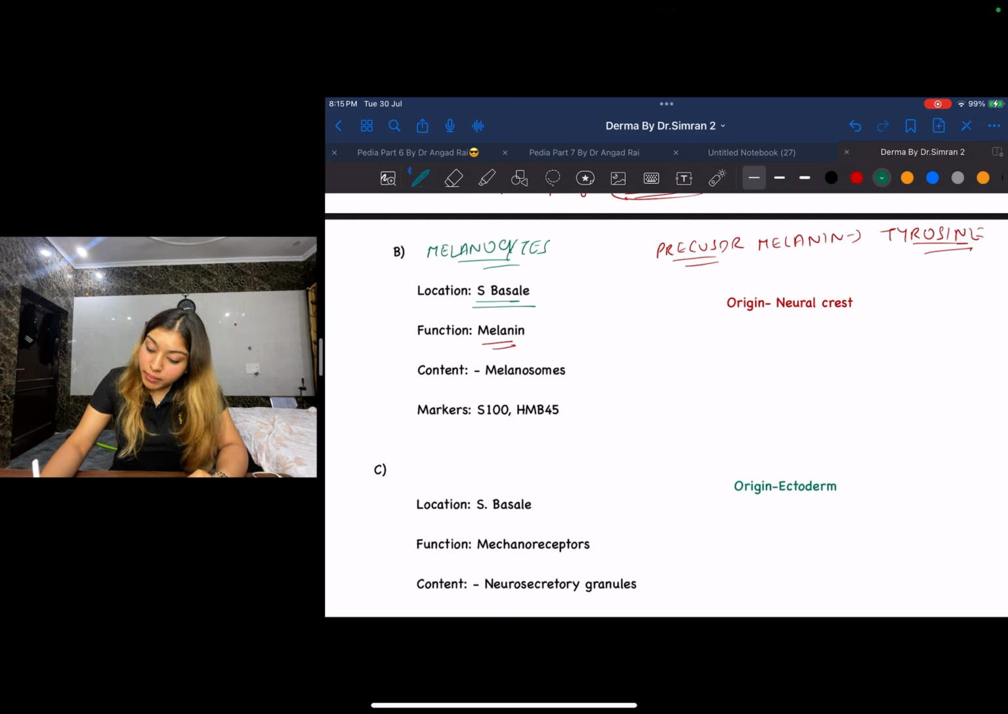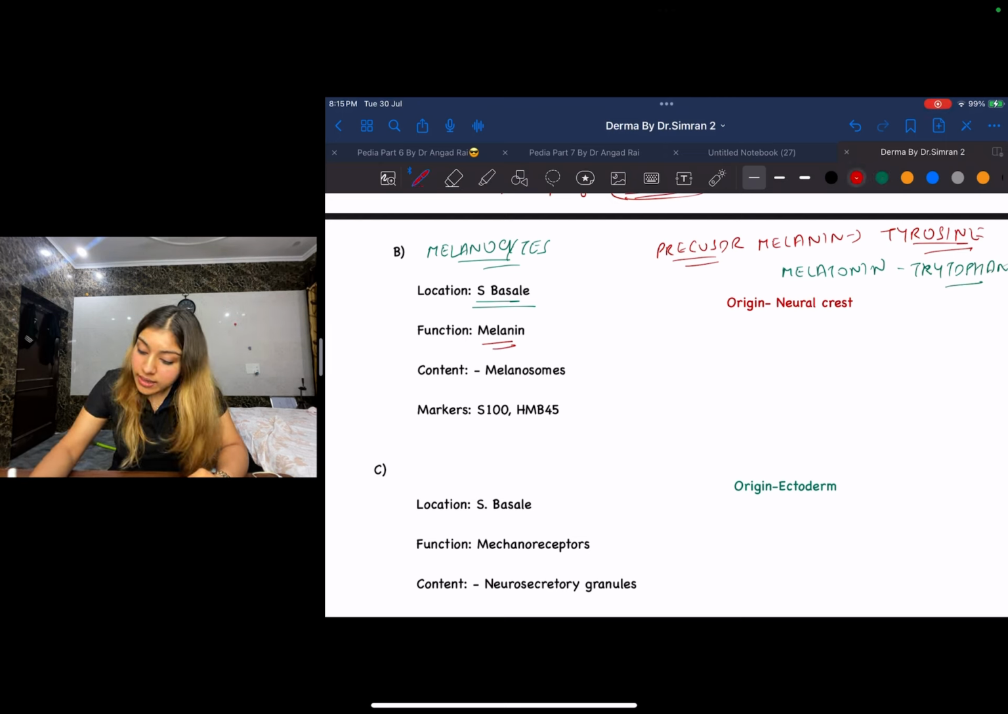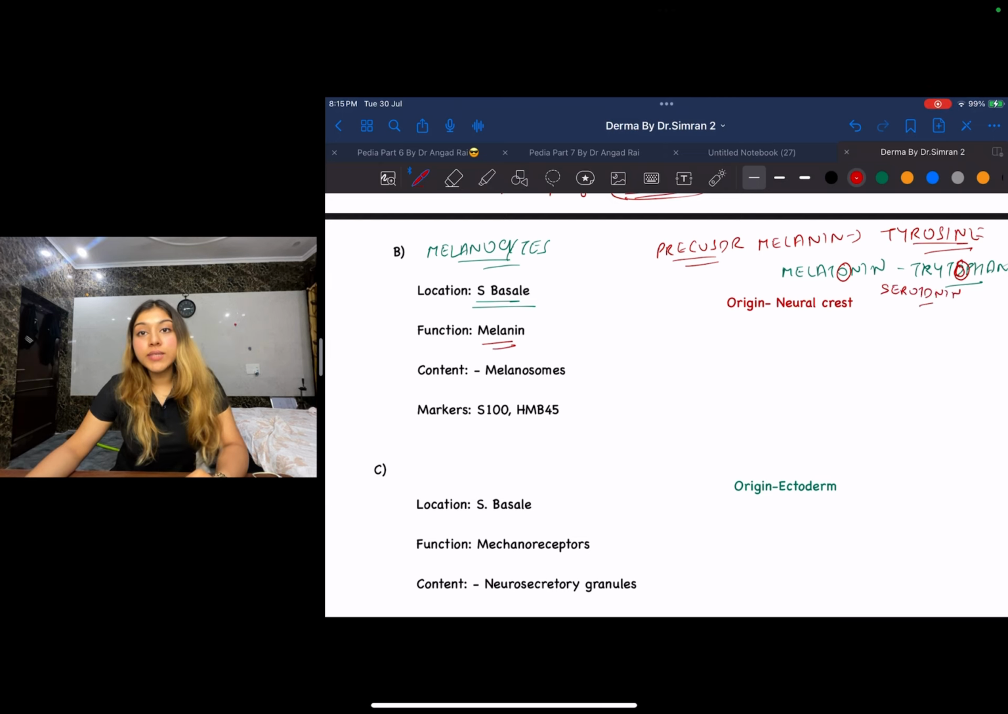Okay guys, remember the precursor of melatonin will be tryptophan. How will you remember if you get confused? See, in tryptophan there is an O, so you remember melatonin, tryptophan. One more precursor, serotonin. Serotonin's precursor is again going to be tryptophan. I will just write it down here. The precursor for serotonin is also going to be your tryptophan. Remember guys, O. So this is how you'll remember it.